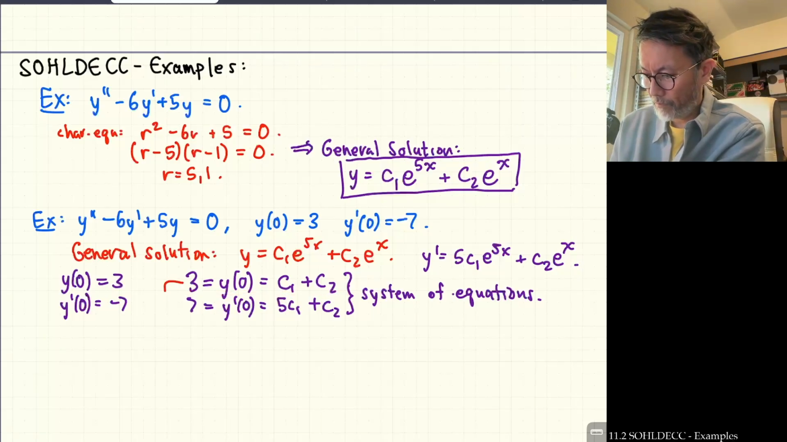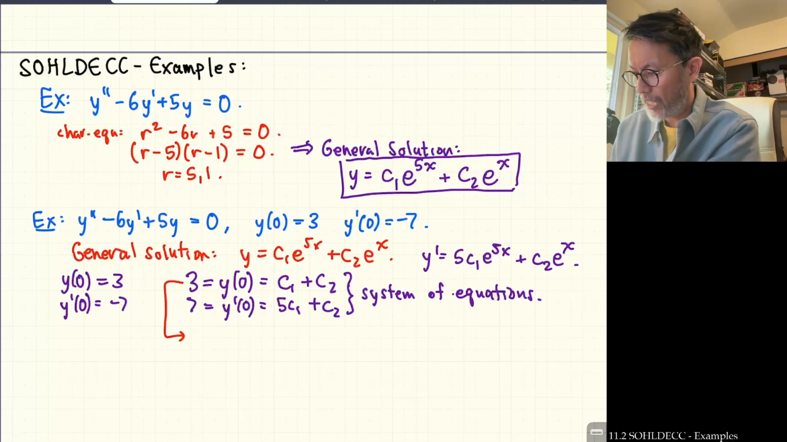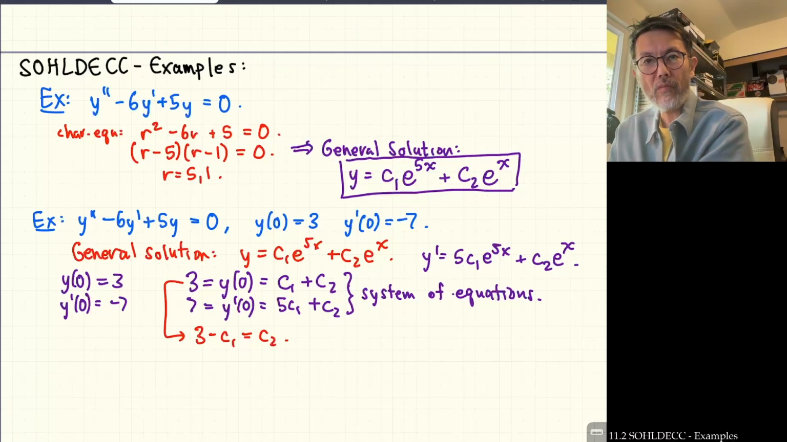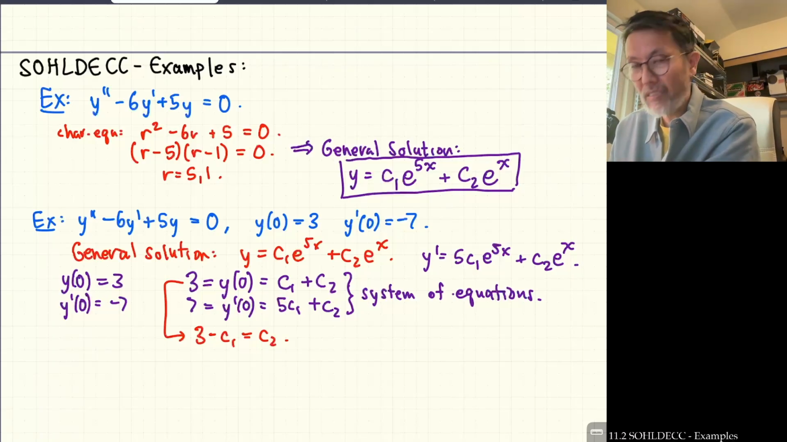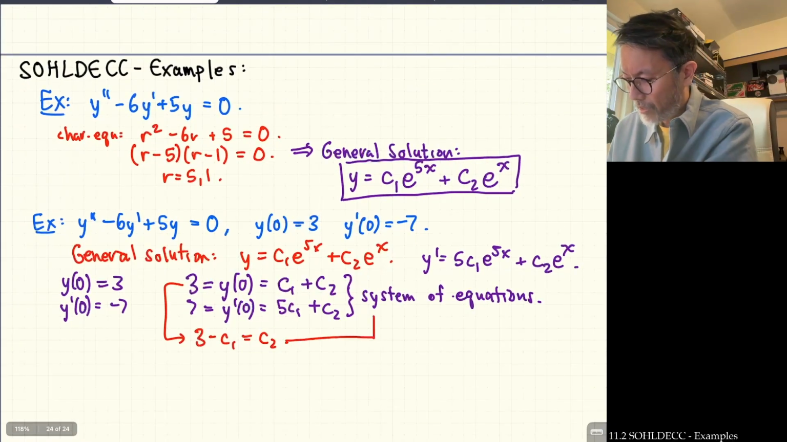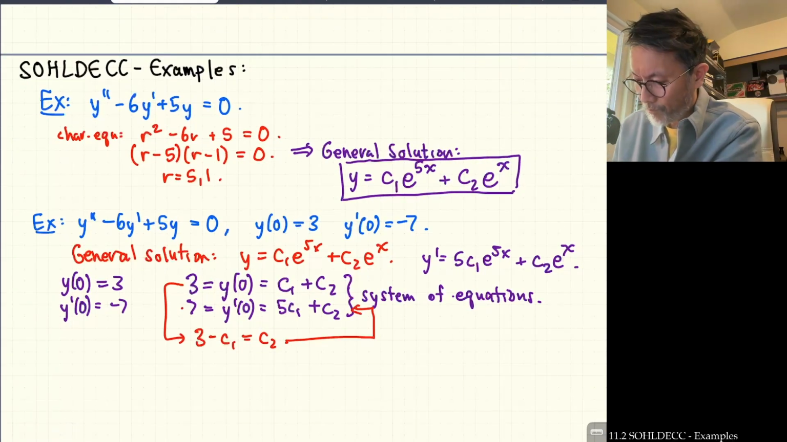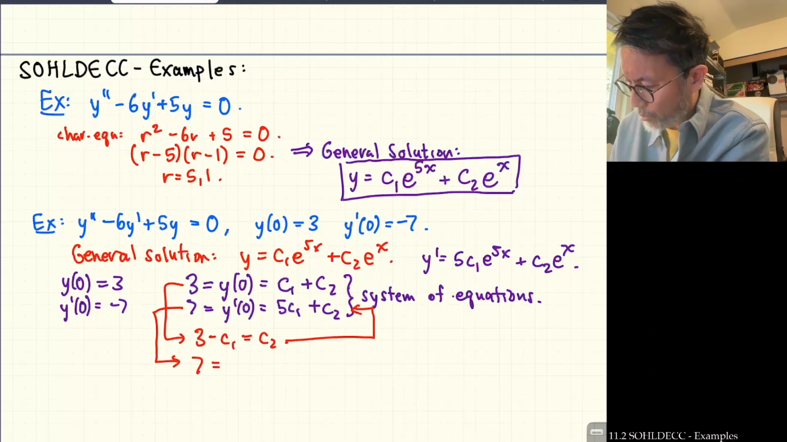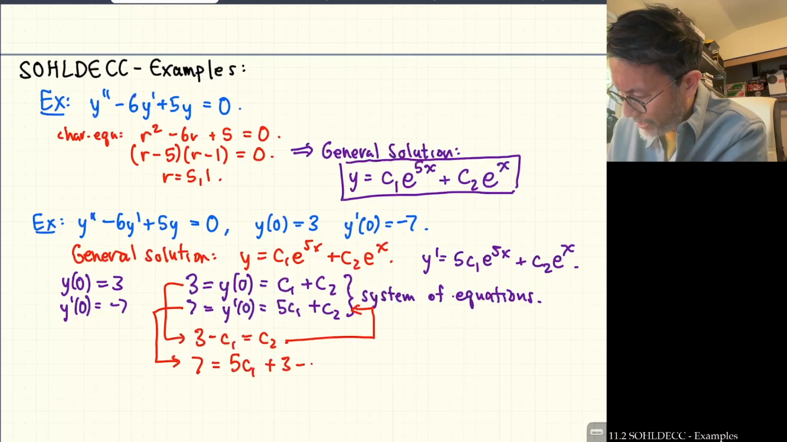If I do that, if I take this first equation here, I learned that 3 minus C1 is equal to C2. Yeah? And then I can take this expression for C2 and plug it into the second equation. I can take this, plug it into here. And if I do that, I get that 7 is equal to 5C1 plus 3 minus C1. C1, I'm sorry.